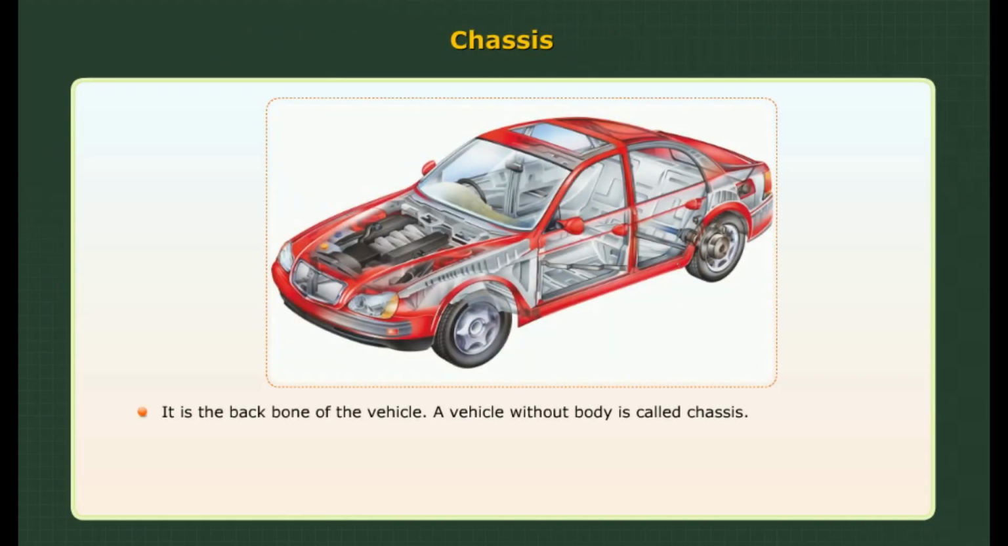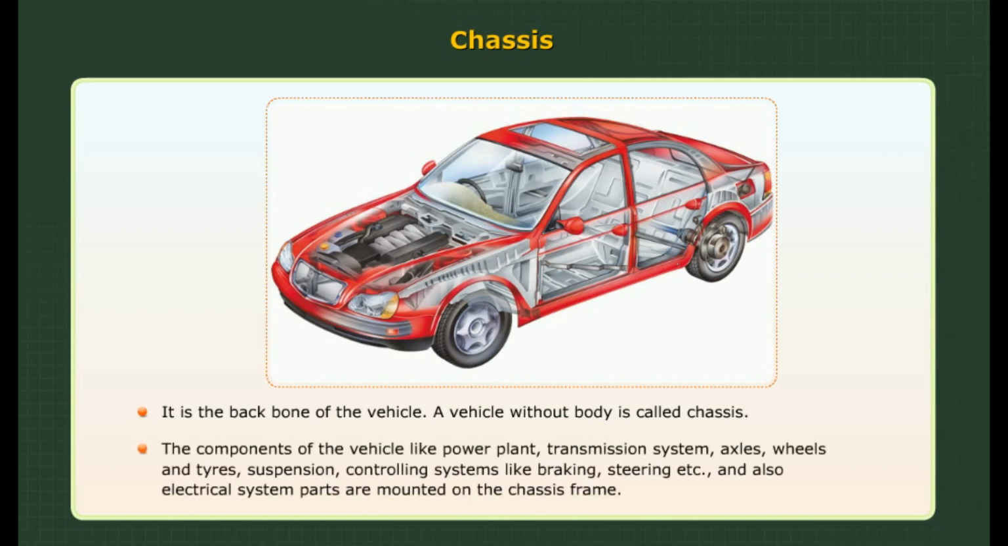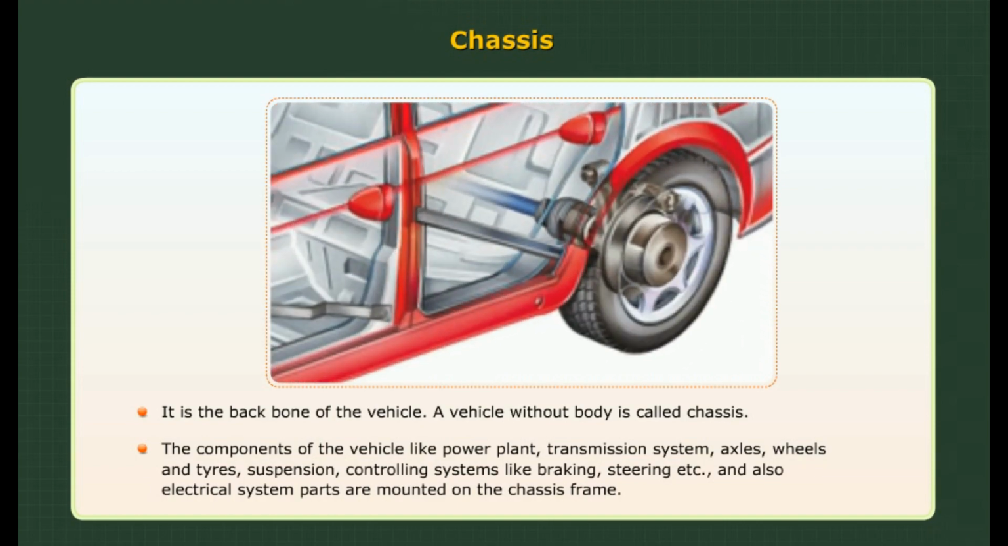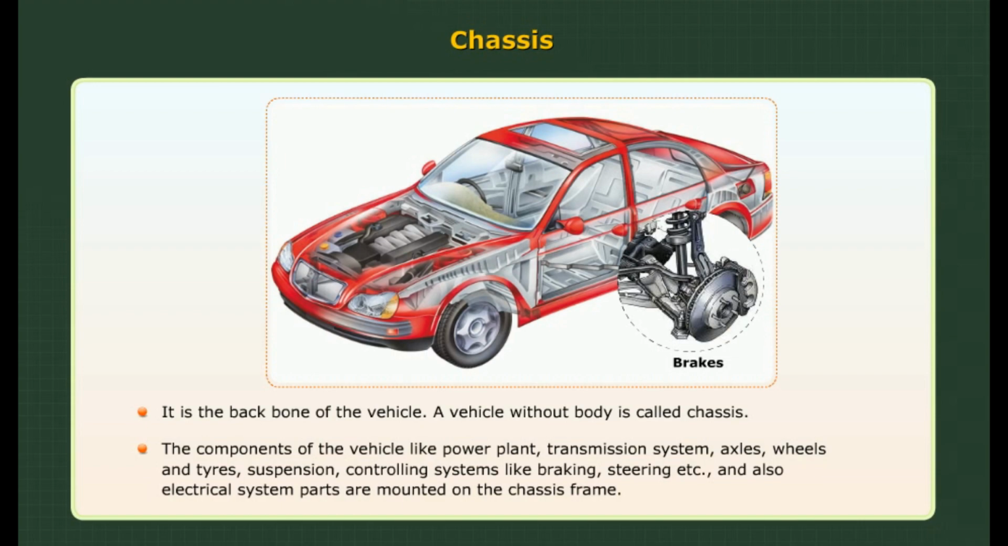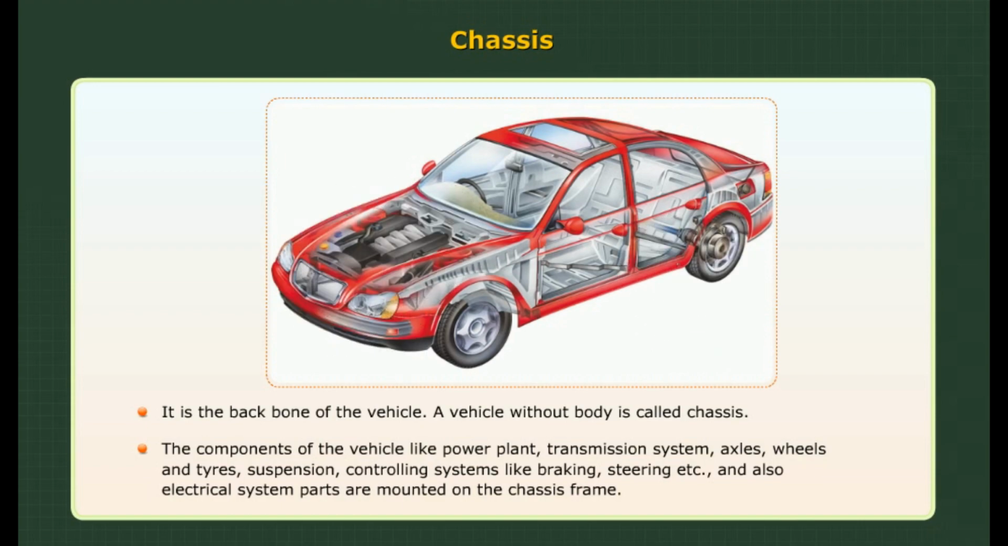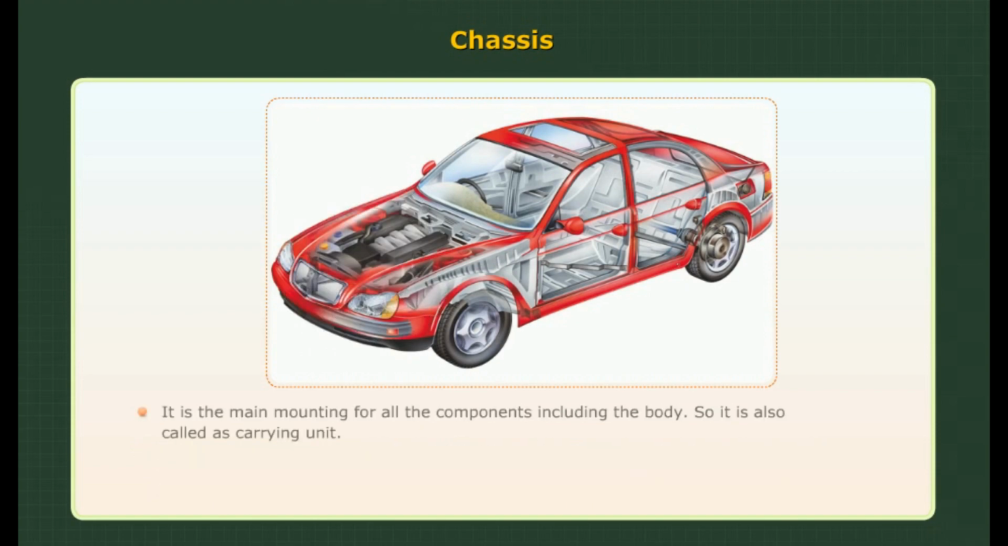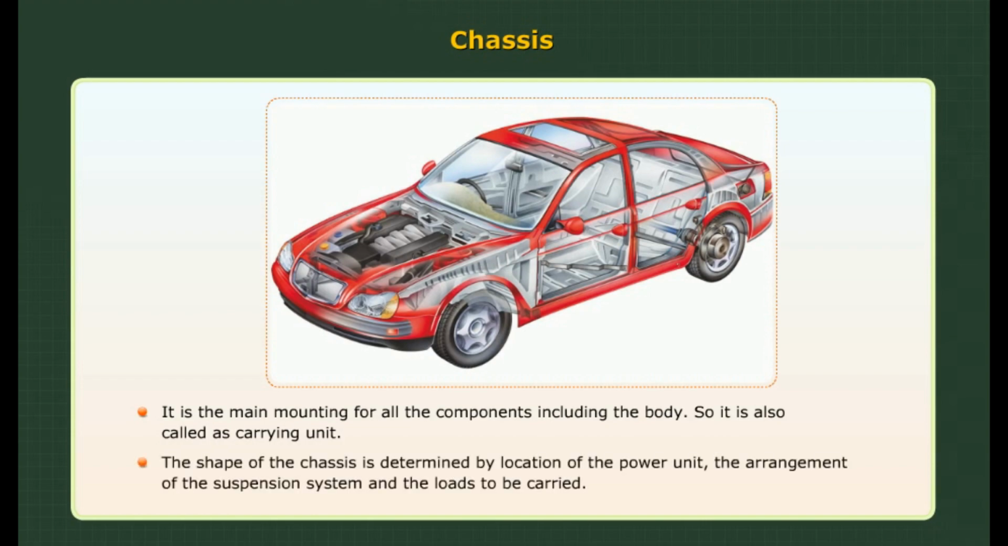Chassis. It is the backbone of the vehicle. A vehicle without body is called chassis. The components of the vehicle like power plant, transmission system, axles, wheels and tires, suspension, controlling systems like braking, steering, etc., and also electrical system parts are mounted on the chassis frame. It is the main mounting for all the components, including the body, so it is also called the carrying unit. The shape of the chassis is determined by the location of the power unit, the arrangement of the suspension system, and the loads to be carried.